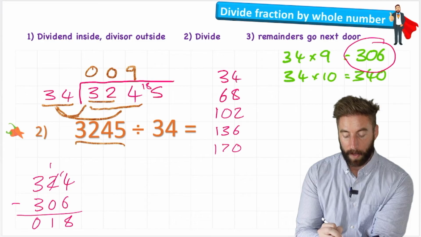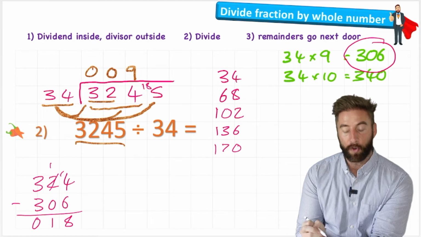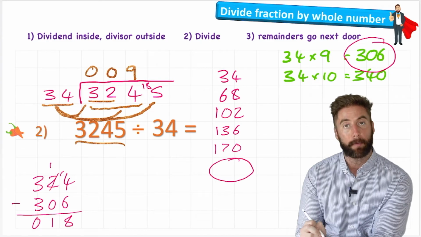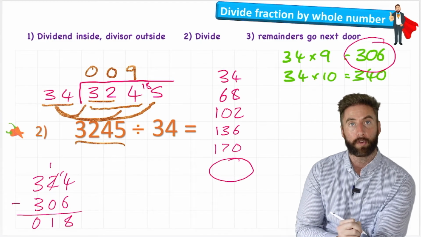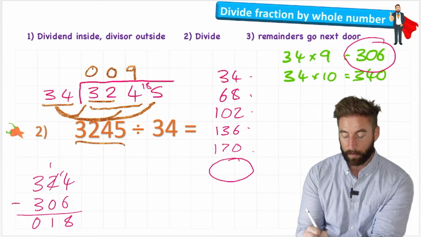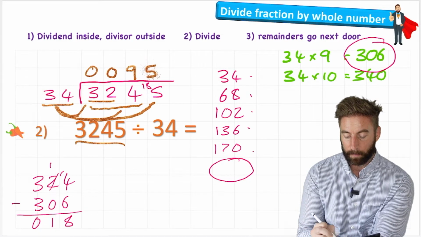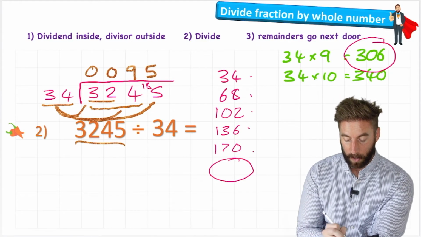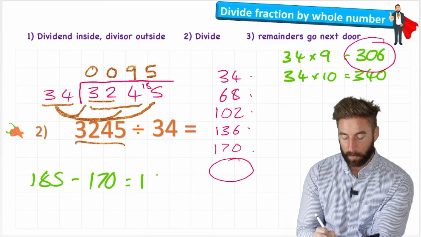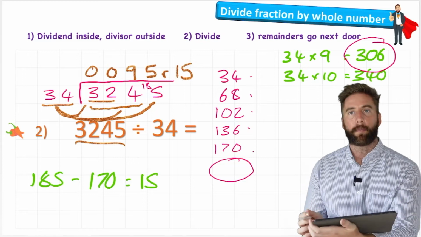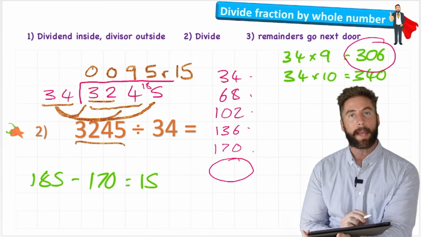Now I can ask myself how many 34s are there in 185, and I can see that if I tried to add another number down here in my multiplication, it's going to be way bigger than 185, so I know that there's going to be 1, 2, 3, 4, 5. So my answer is 5, but that only took us to 170, so I can do 185 subtract 170 equals 15. So I would have a remainder 15. So my final answer is 95, remainder 15.